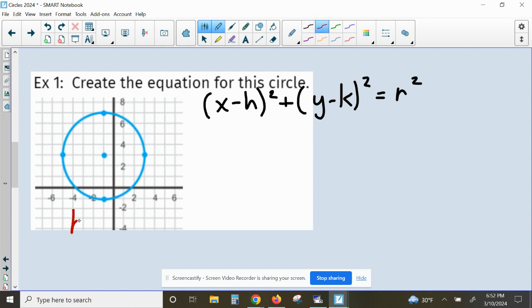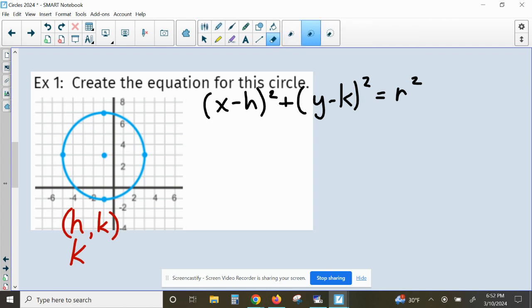Okay, so let's take a look at our circle because we only need two things. We need to have the h and we need to have the k, let's call it (h, k) together, and we need to have the r. Okay, those are the two things we need, (h, k) and r. And (h, k) is the center. So I'm going to go ahead and color code. (h, k) is right here.